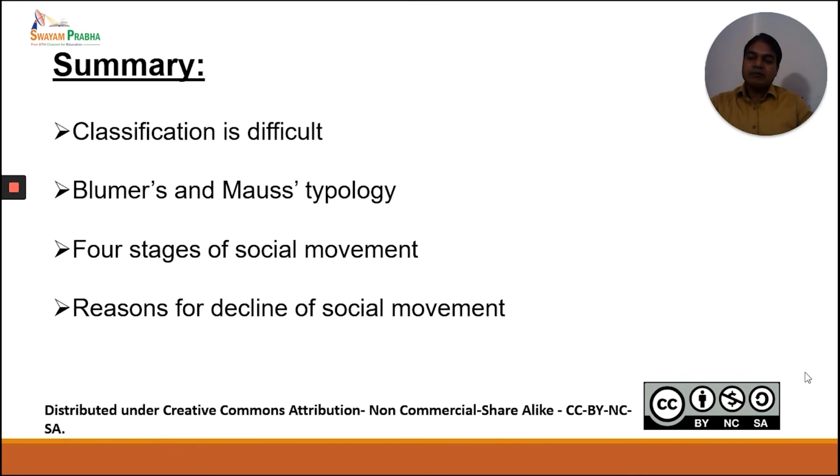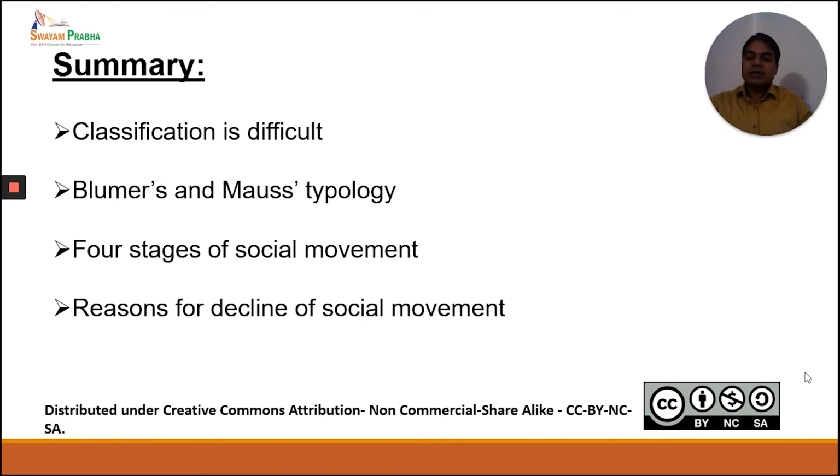But in spite of that problem of classification of movements and identification of different stages, an attempt has been made by Herbert Blumer as well as Mauss to identify the different stages of social movement. According to Blumer, there are four different stages through which every social movement passes: the stage of social ferment, popular excitement, formalization, and institutionalization. Whereas according to Mauss, every social movement passes through five different stages: incipiency, coalescence, institutionalization, fragmentation, and demise. From Blumer, Mauss and many others, these stages can be clubbed into four stages of social movement: the stage of emergence, coalescence, bureaucratization, and decline.